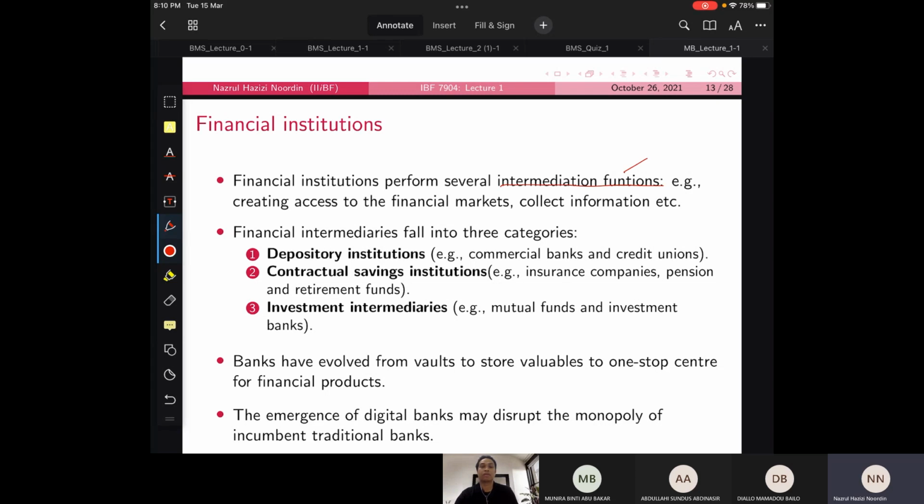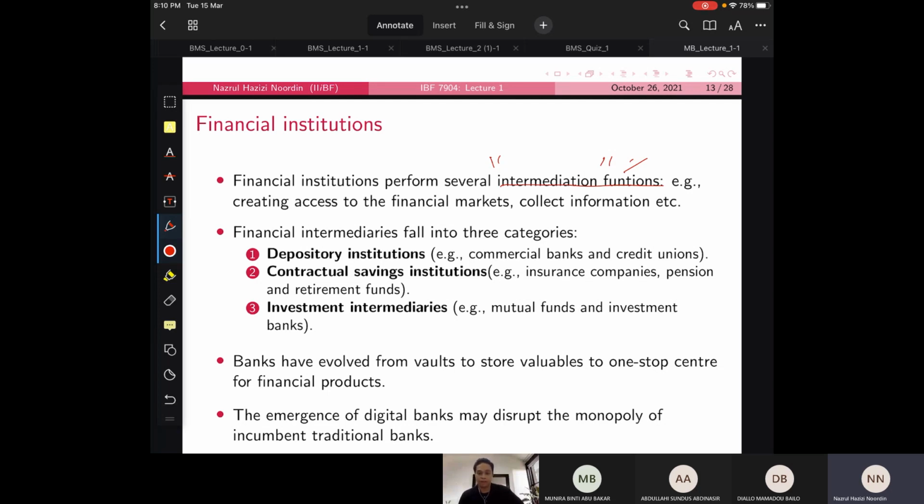Right. So the job of a financial institution is basically to channel the resources from one party to another party, right? So that's basically what we term as their intermediation function here. The classic example of an institution that provides this intermediation role or function is a banking institution, right?